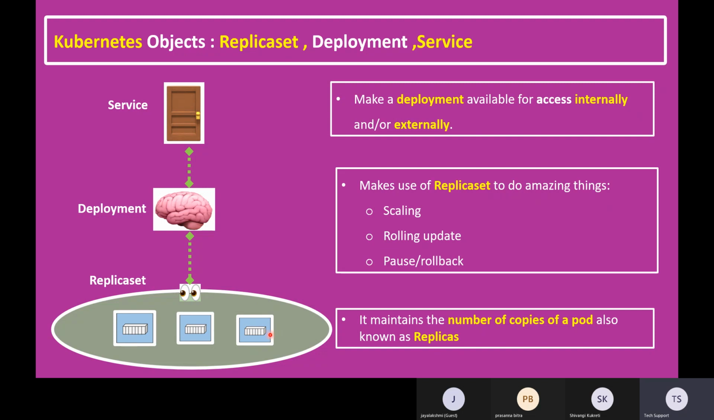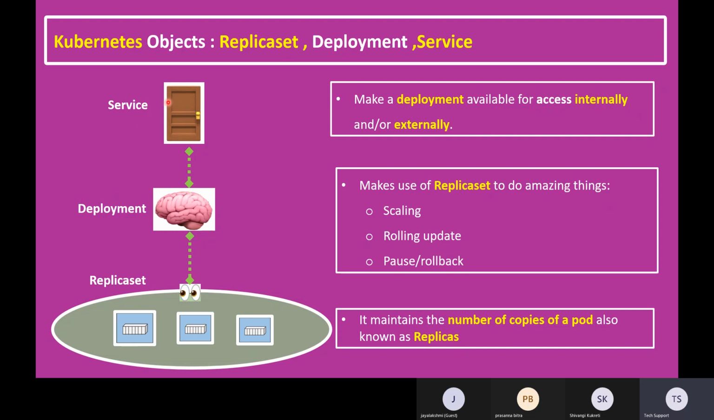Now, how we maintain these pods is by making use of these replicas to do amazing things like scaling and rolling updates. Rolling update means installing the latest patch, and if you want to pass the patch or roll back to the previous patch, all that brain functionality is taken care of by the deployment process. So that is called deployment. The Kubernetes deployment makes use of replicas only. While one replica is on production, the other replicas are used to do the scaling, rolling update, and also the rollback. All these functionalities are handled by the deployment process.